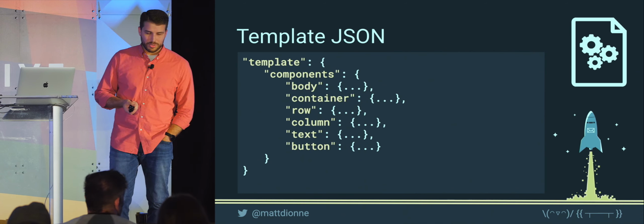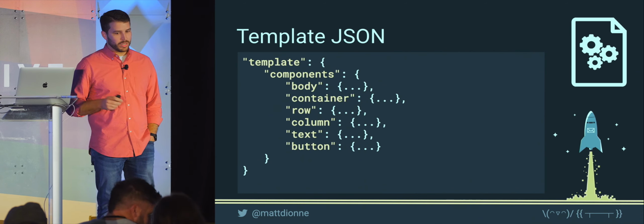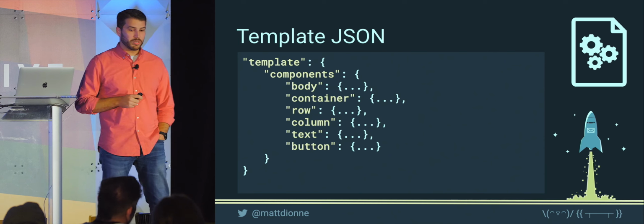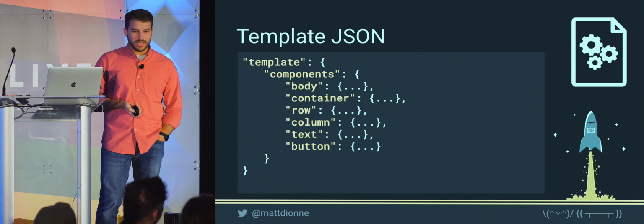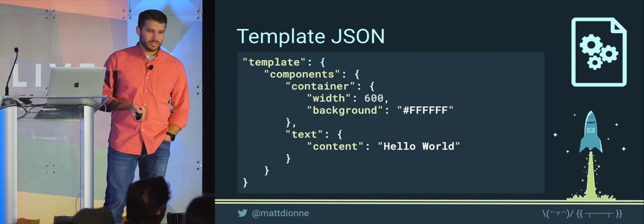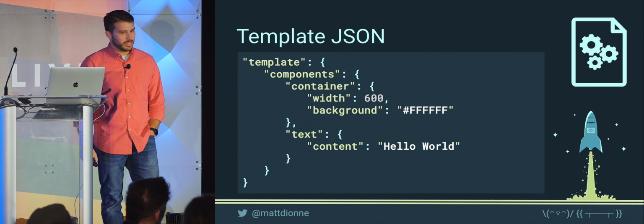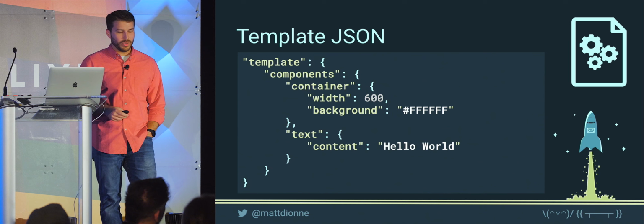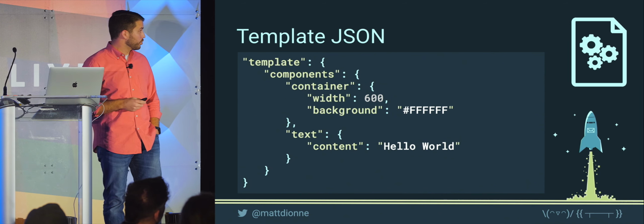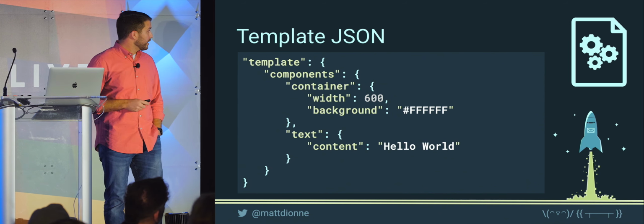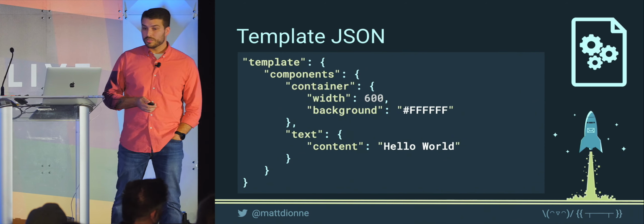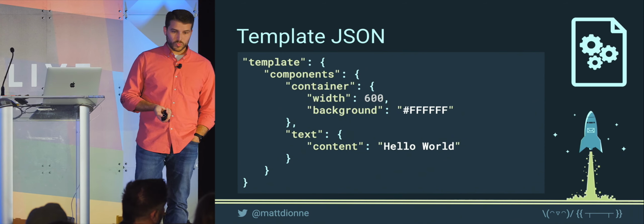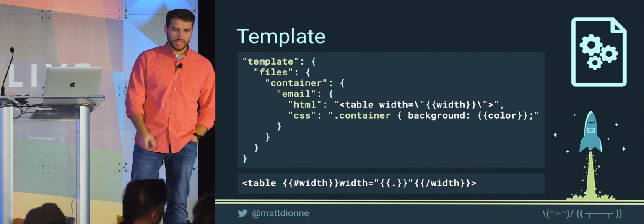So getting back into it, diving one level further, you see all of the atomic component names. Each one has its own section. If we dive into one of those sections, you'll see that in the container component, I've got the width set to 600, the background is white, the text content says hello world, and these are just the defaults that are stored solely in the template.